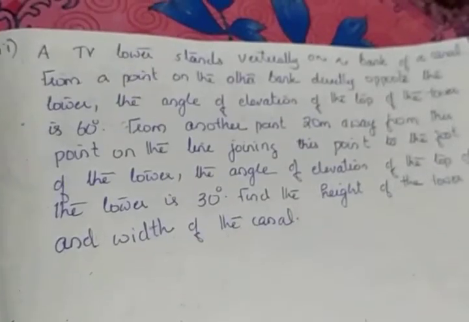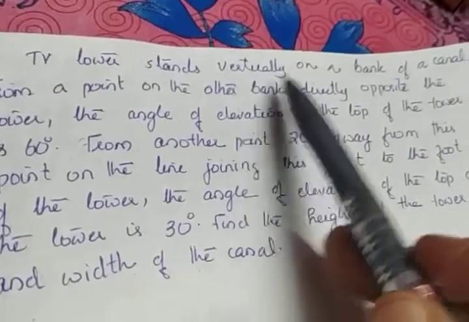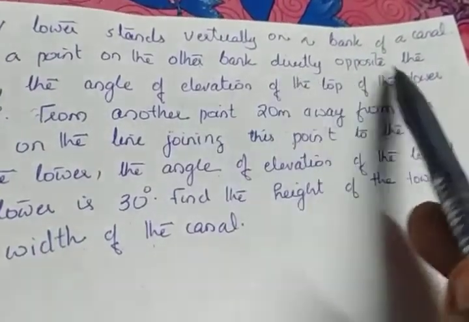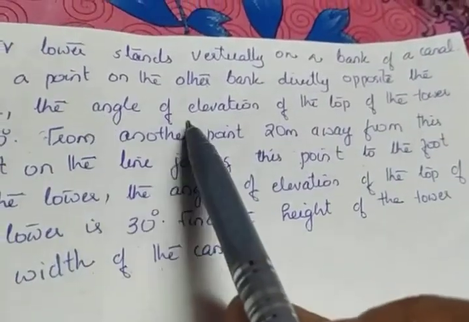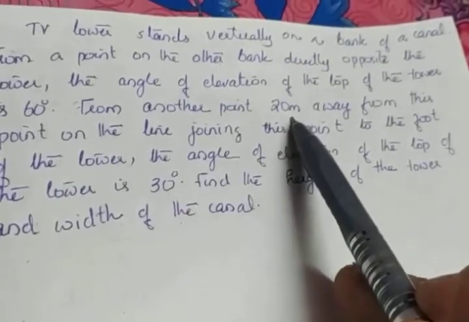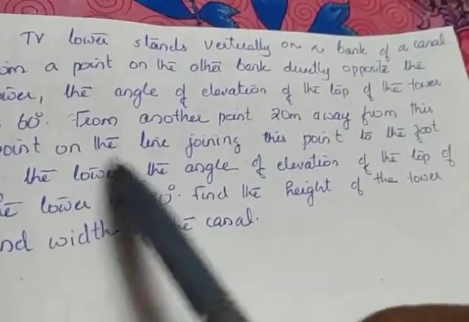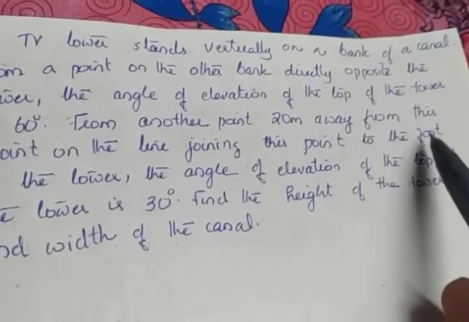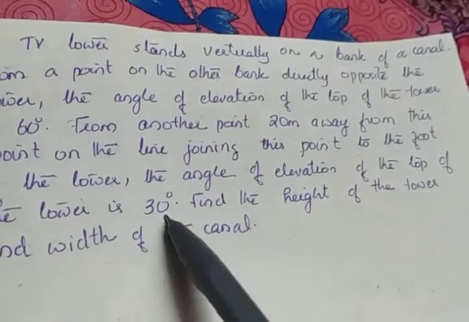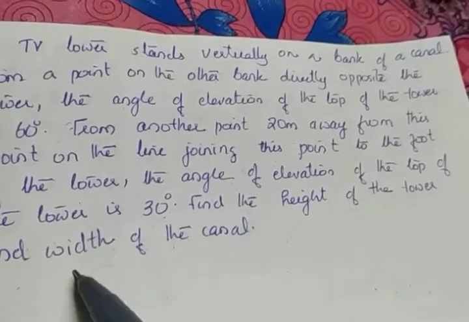The next question is, a TV tower stands vertically on a bank of a canal. From a point on the other bank directly opposite the tower, the angle of elevation of the top of the tower is 60 degree. From another point 20 meter away from the point on the line joining this point to the foot of the tower, the angle of elevation of the top of the tower is 30 degree. Find the height of the tower and the width of the canal.